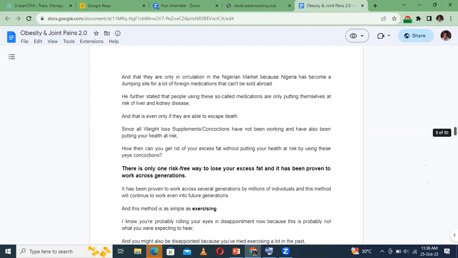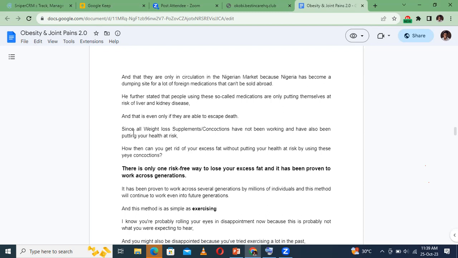and that even, I think I made a mistake here. I should have written: it further stated that people using these so-called medications are putting themselves at risk of liver and kidney disease, even if they are able to escape death.